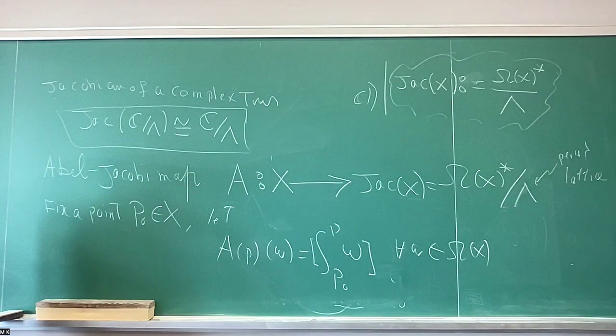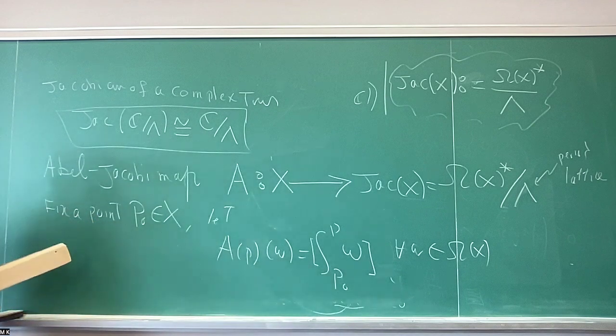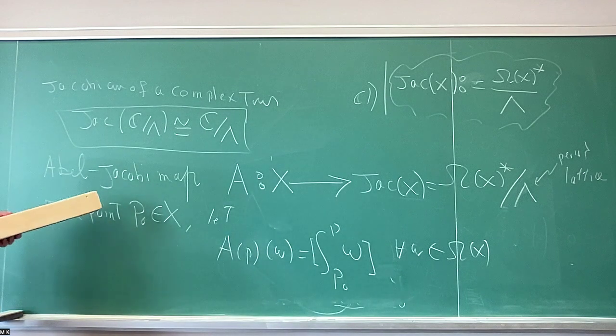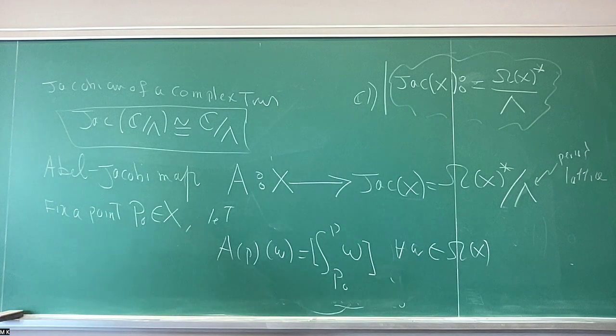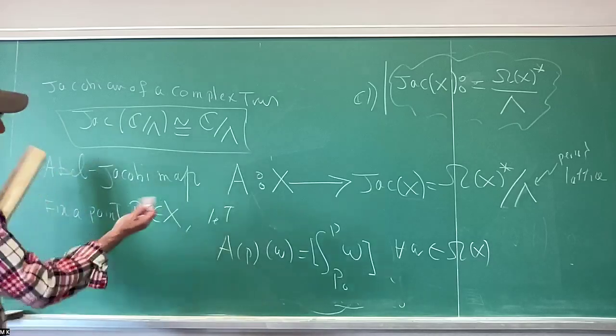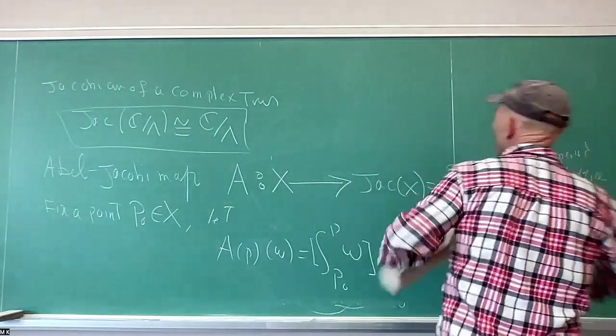Okay? So let's see what we did. Again, don't let the Abel-Jacobi map scare you. This is very simple. This is just integration. That's the most elementary thing you can do. You just integrate a differential form along a path. That's it. But it has amazing properties. So let me just tell you what I did.